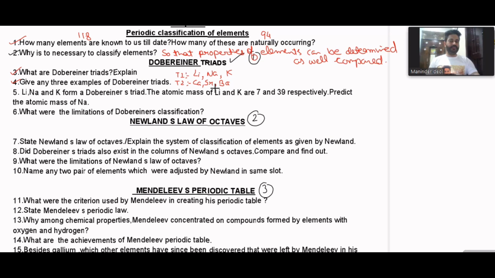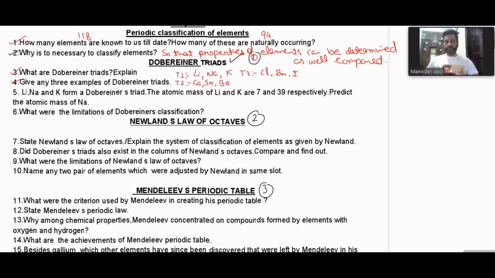Can you learn it? And the third triad is, can you tell the elements present in group number 17? Halogens. Leaving the first, fluorine, then chlorine, bromine and iodine. So now you can easily learn all 3 triads. Clear?